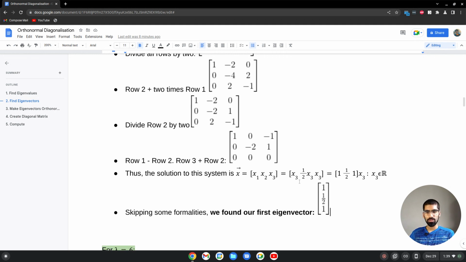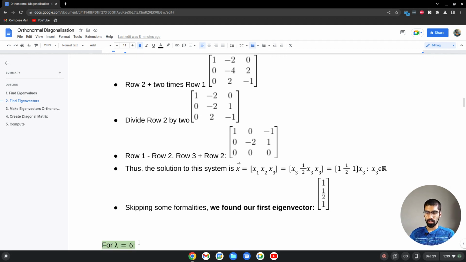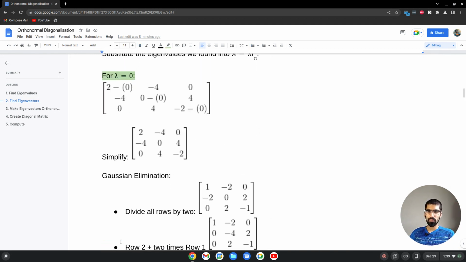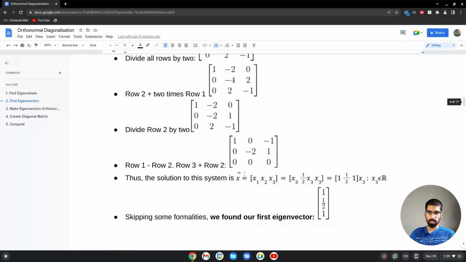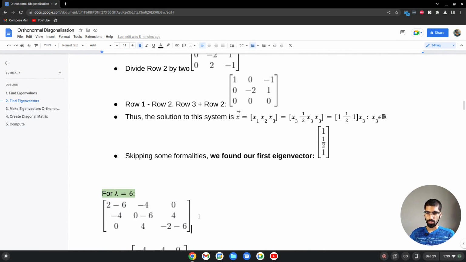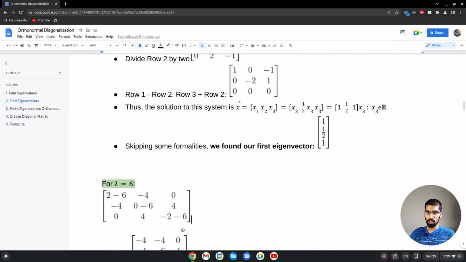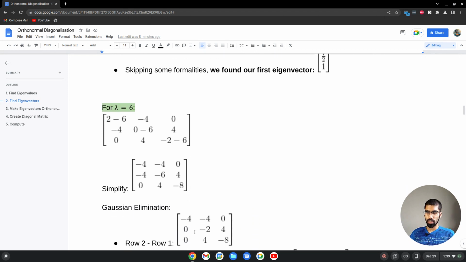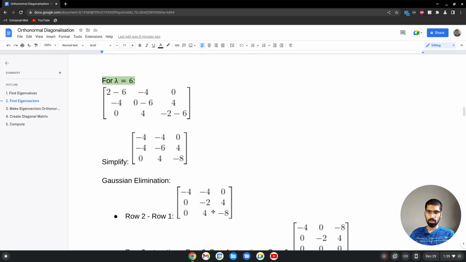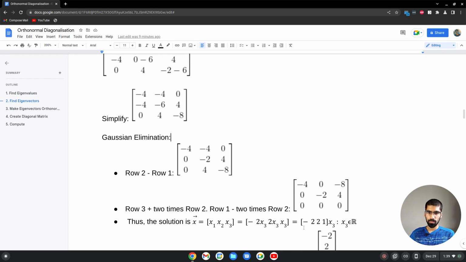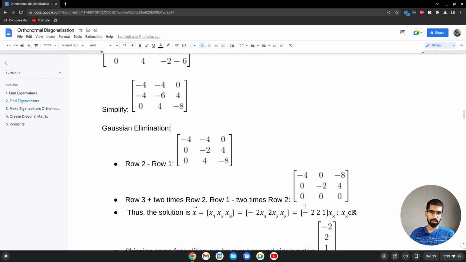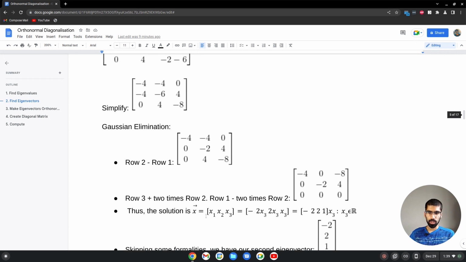Now we can move on to the second eigenvector. So we're moving on to another eigenvalue, lambda equals 6, and we do the exact same thing. So just substitute 6 in for the lambdas, simplify, and then use Gaussian elimination to go through, well, just 2 steps here before we get to our solution, noting again that x3 is a free variable because there's no pivots.